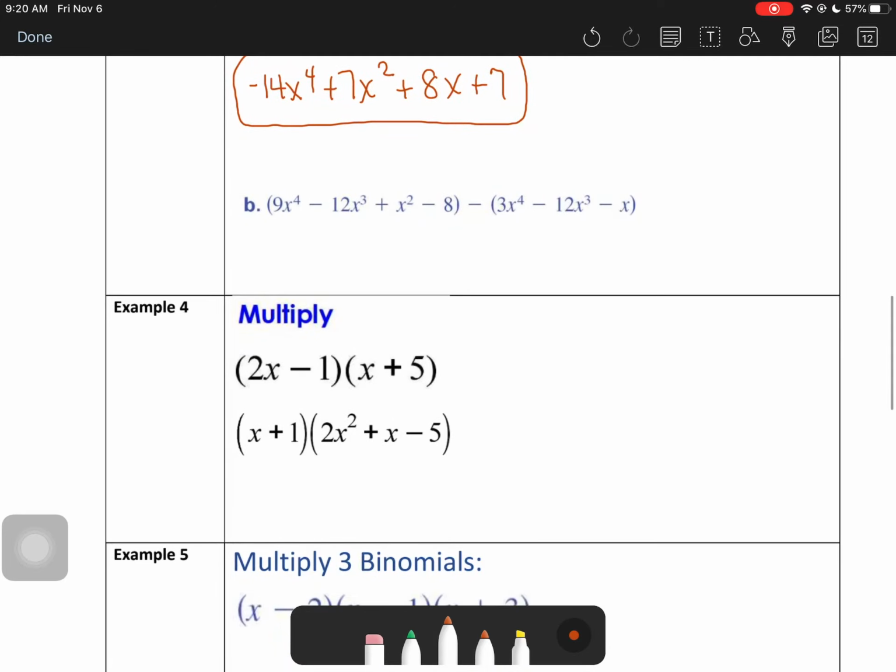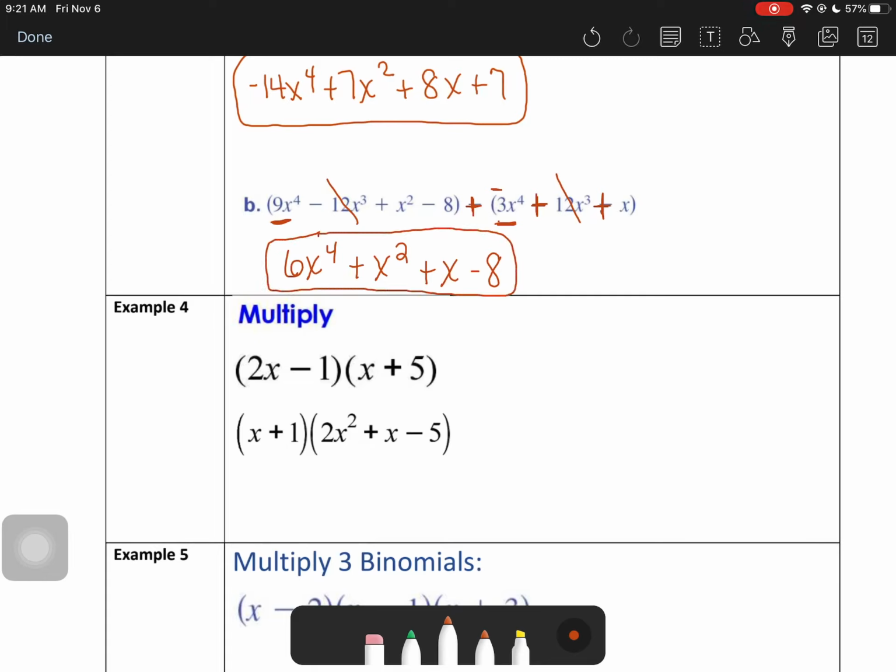In the next example, we want to make sure again that we're distributing that negative sign. So we're changing this to a plus as we distribute a negative, distribute a negative, distribute a negative. So now when we combine like terms, 9x to the fourth and negative 3x to the fourth will be 6x to the fourth. There's a negative 12x cubed and a positive 12x cubed. Those will have a sum of 0. We have an x squared. We have an x. And we have a negative 8. So after we have combined like terms, that is our final answer, and it is written in standard form.